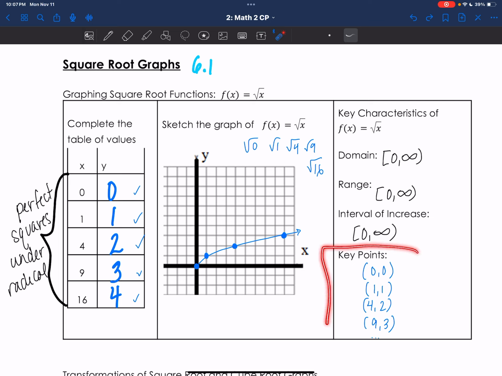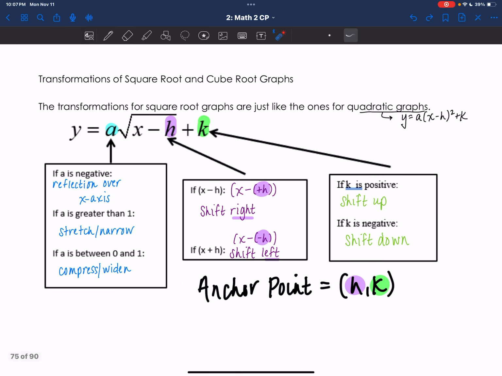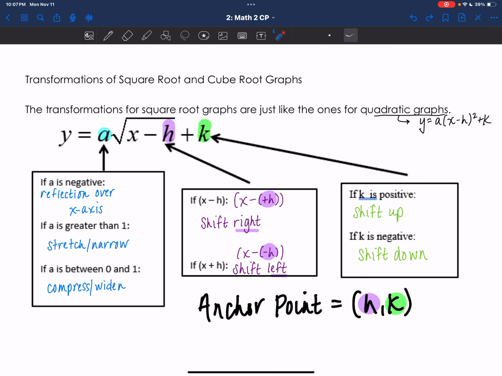Now again, here's a key point when you're doing a square root graph. You always want to try to get a perfect square. The next ones would be like 16, and then 4, and so on and so forth from there. So those are some key points to graph. All right, so now go ahead and copy all of this down in your notes.